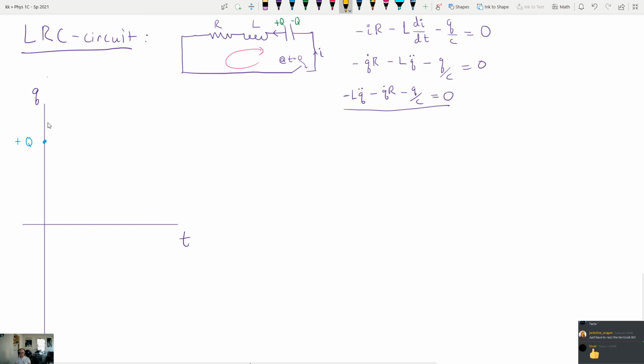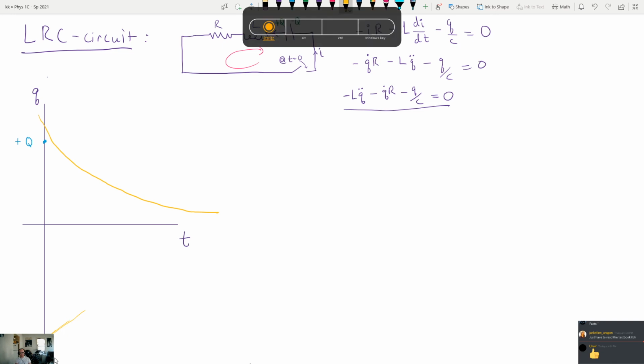So I'm going to draw on here a little guide for myself of an exponentially decaying envelope. And I'm going to draw on the other side too. So we went from there to there. So we're going to go something like here. Because what we now have to do is combine the LC circuit with the RL circuit.